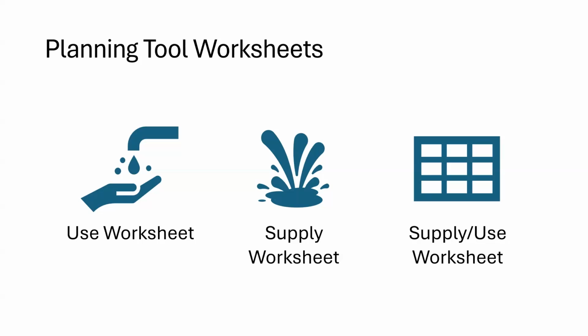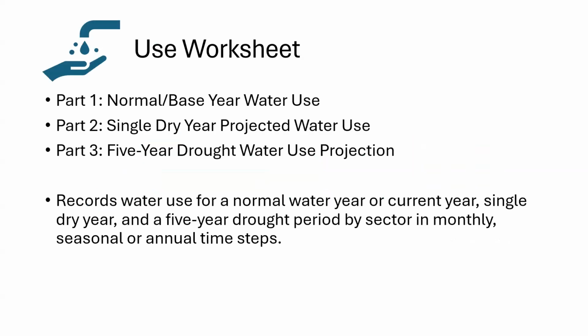And so let's look at the use worksheet first. So the use worksheet is separated into three parts. There is the normal/base year water use, your single dry year projected water use, and part 3 is your 5-year drought water use projection. So this tool will allow you to record water use for a normal year or current year, and we'll talk about that in a second, single dry year, and a 5-year drought period by sector in monthly, seasonal, or annual time steps.